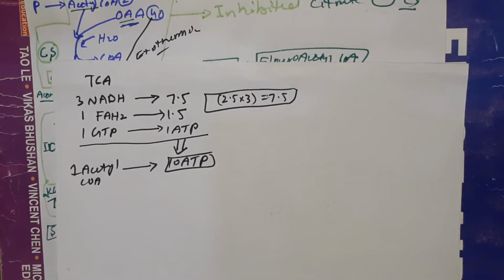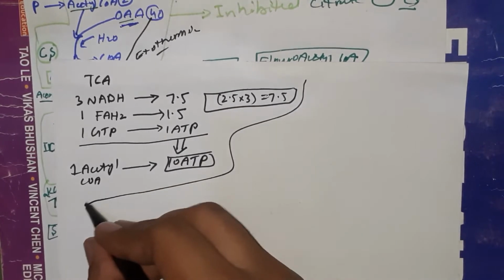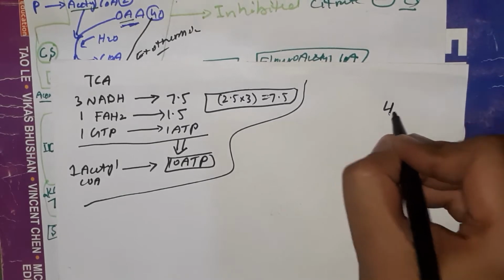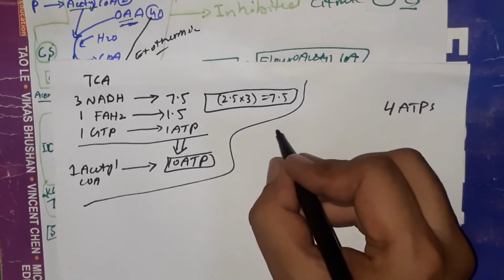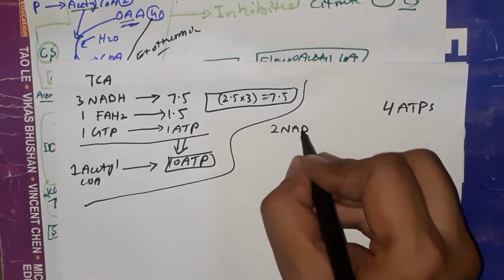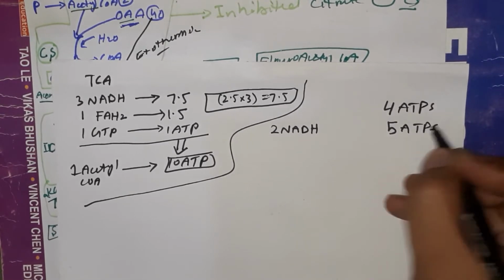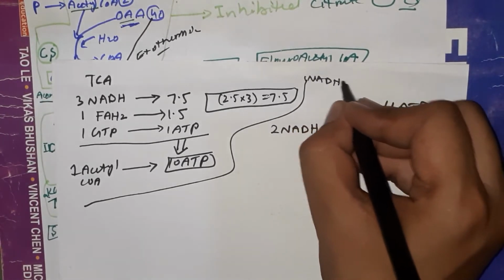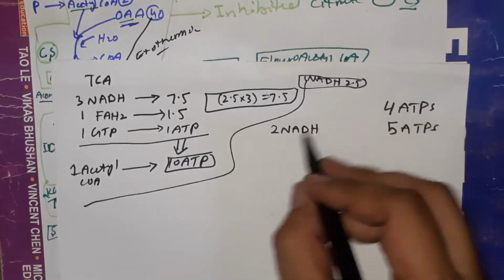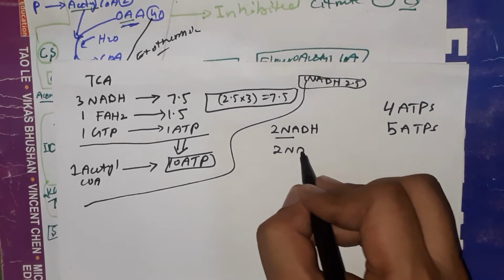And now we move toward the ATP gain of oxidation of one molecule of glucose. So we know that in glycolysis the gross production of ATPs is 4, and in addition to these 4 ATPs, 2 NADH are produced, and these 2 NADH give us 5 ATPs, as 1 NADH gives 2.5 ATPs. So 2 NADH of glycolysis give 5 ATPs.